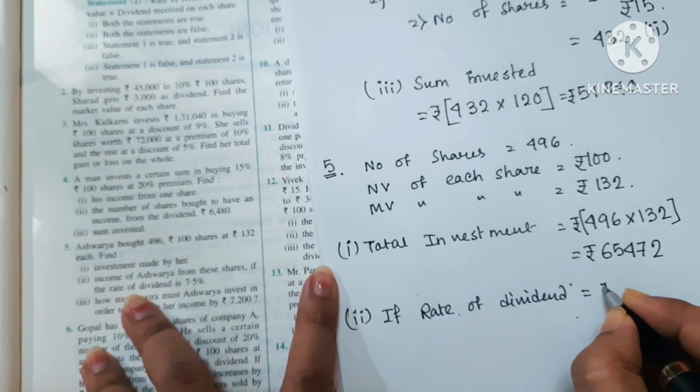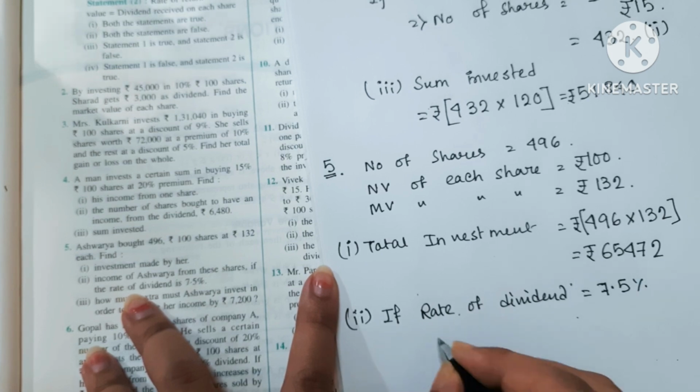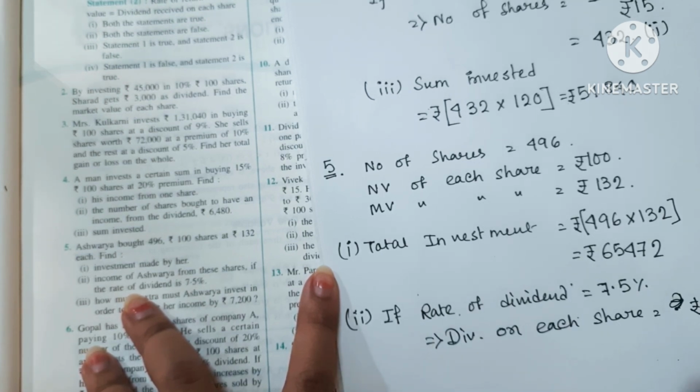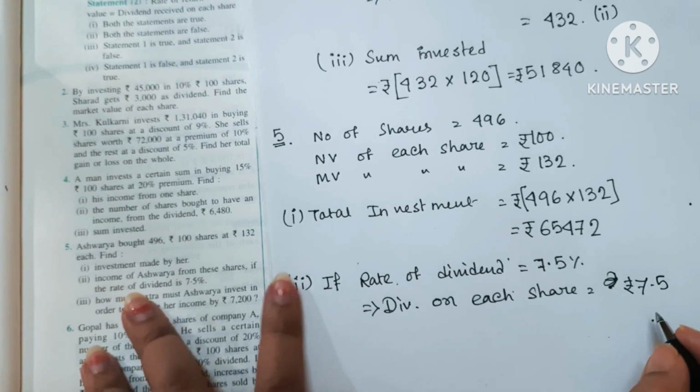Now if rate of dividend is 7.5%, that means dividend on each share rupees 7.5, dividend on each share.